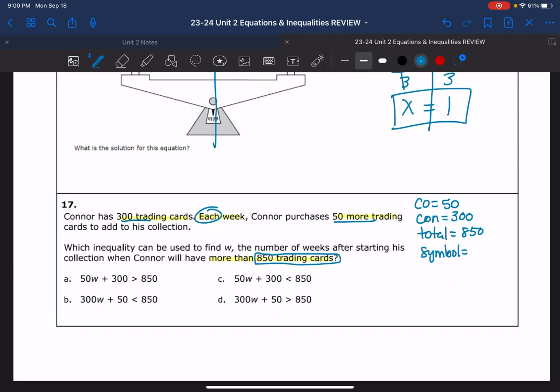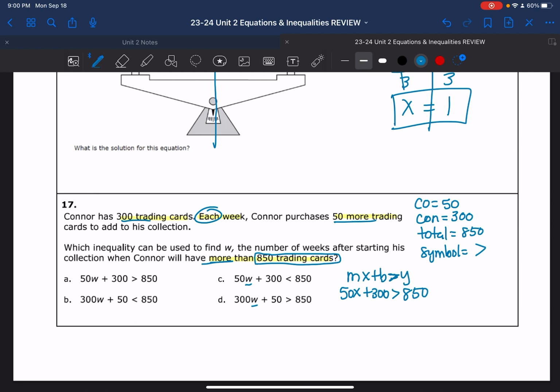And then here, we know that he wants to have more than. So that is going to be this symbol here, okay? All right, if we put this in as mx plus b equals y, there we go. So we would have 50x plus 300 is not equal to, what did we say? We want it to be more than 850. There we go. Again, remember, these have W's, but that doesn't mean anything.